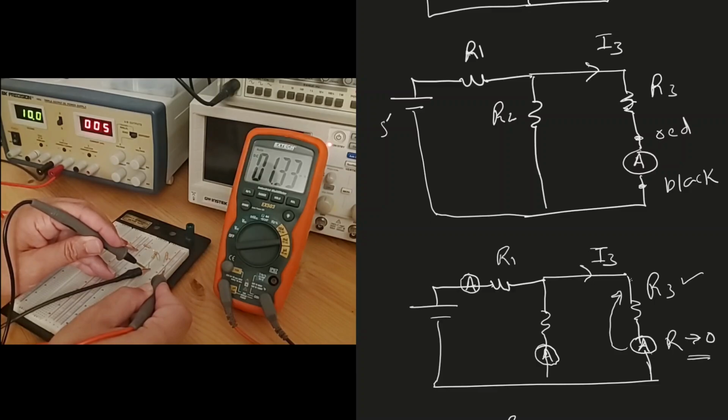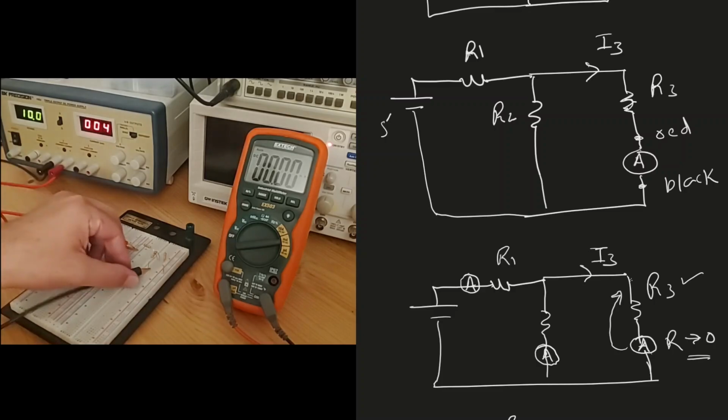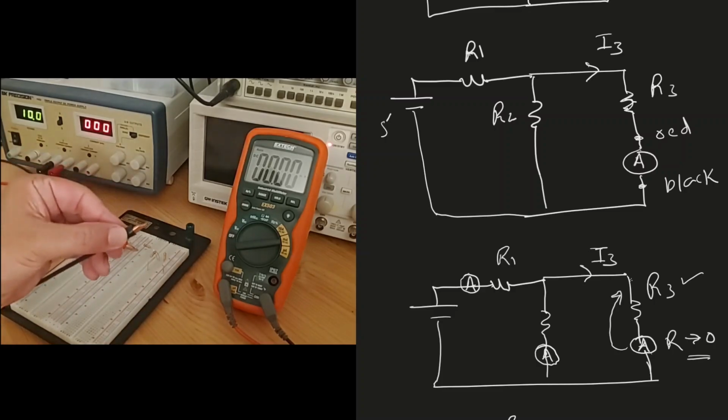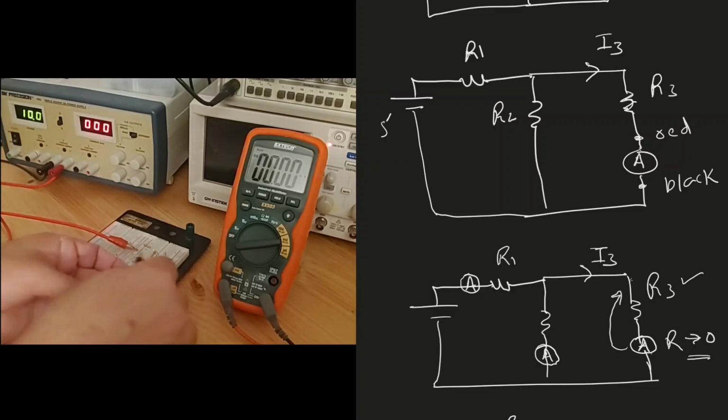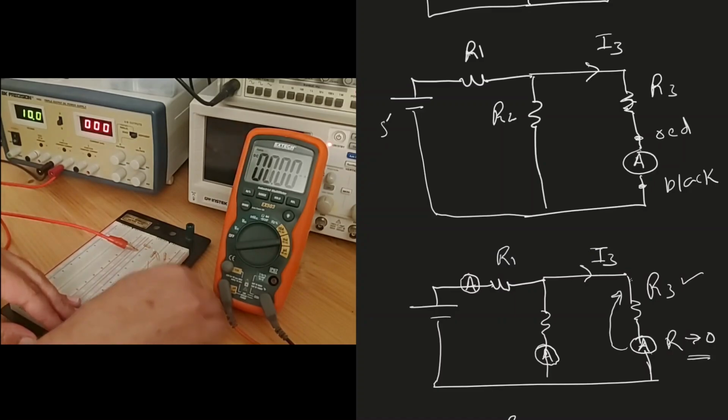Now, R3 was the larger resistor. So the current through this resistor would be small compared to the current in R2. R2 is only 1 kilo. Therefore, I should expect that more current, approximately more than 3 times the current, should flow in R2. So let's check that. What I can do now is remove the negative of the power supply from R2, and I will connect the negative over here to R3.